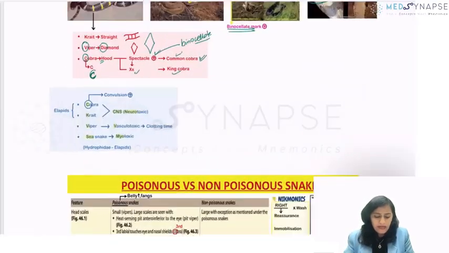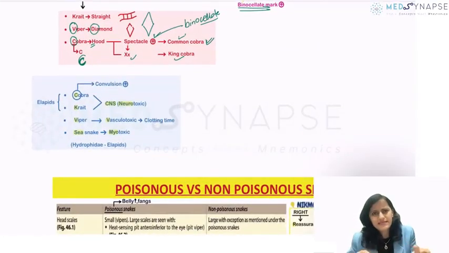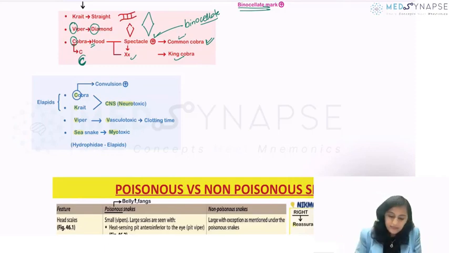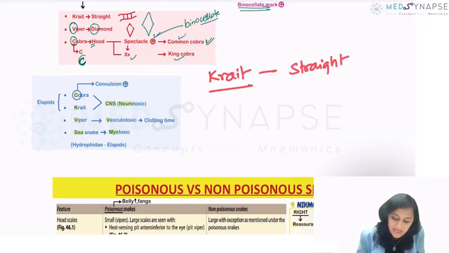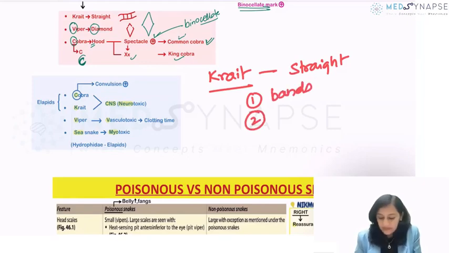So if I ask you that out of these snakes, the krait, the viper, and the cobra, which one has the minimum fatal dose? Remember, it is krait. So for krait, you should remember that krait is straight bands. Remember all the straight for krait. Krait will have straight bands. Krait goes and acts straight.